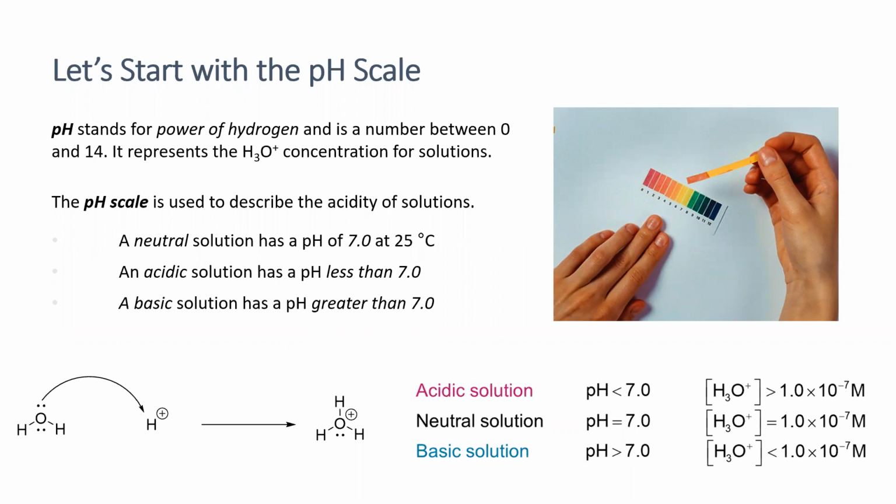So the term pH stands for the power of hydrogen and is a number between 0 and 14. And it represents the concentration of hydronium, which is also read H3O+, for different solutions. The pH scale can be used to describe the acidity or the basicity of solutions. A neutral solution has a pH of 7.0 at room temperature. An acidic solution has a pH less than 7, and a basic solution has a pH greater than 7.